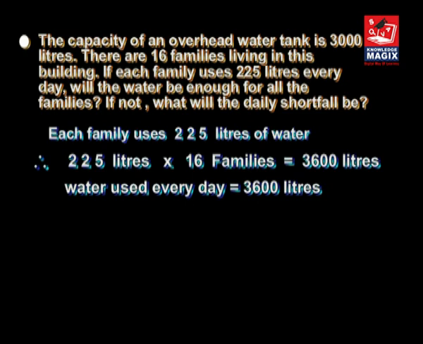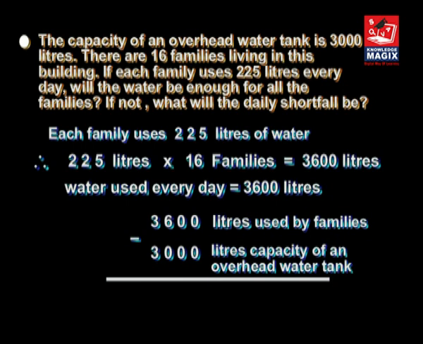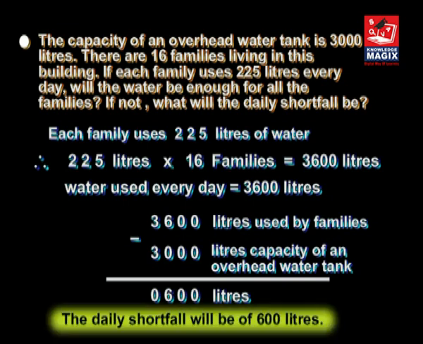That means the water used every day is 3,600 liters. The capacity of an overhead water tank is 3,000 liters. That means the water will not be enough for all the families. Now 3,600 liters minus 3,000 liters is equal to 600 liters. That means the daily shortfall will be of 600 liters.